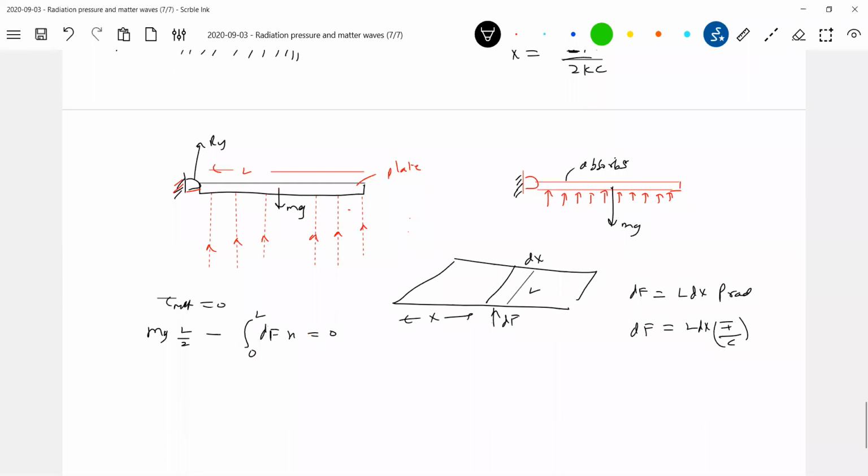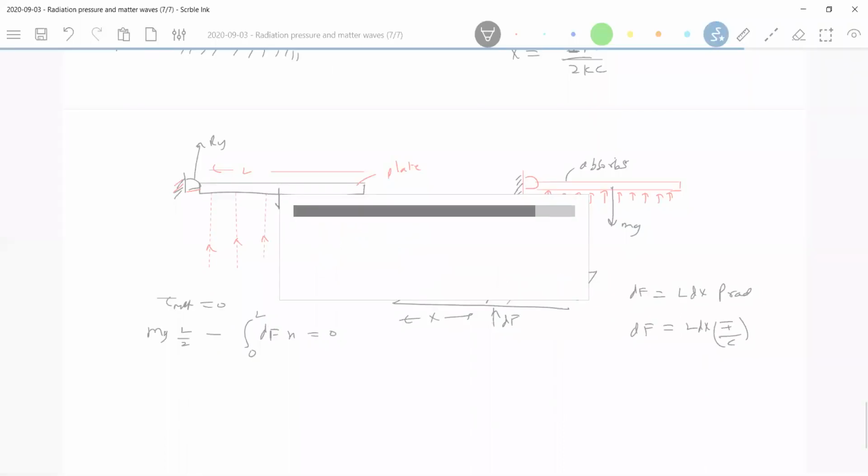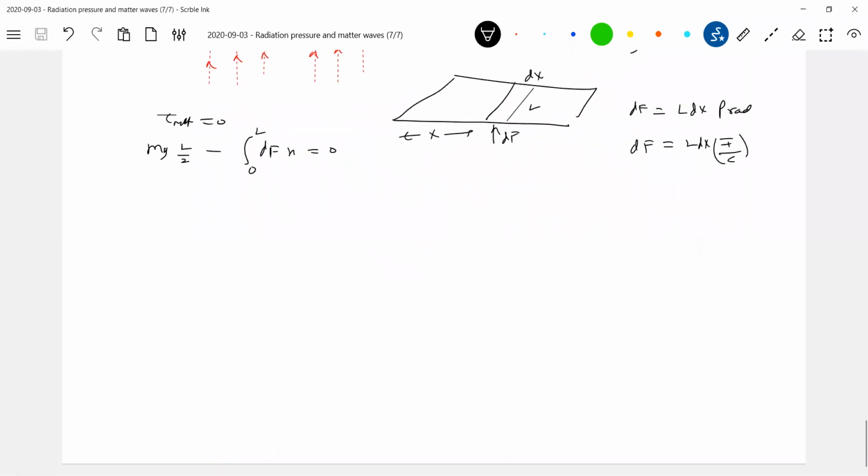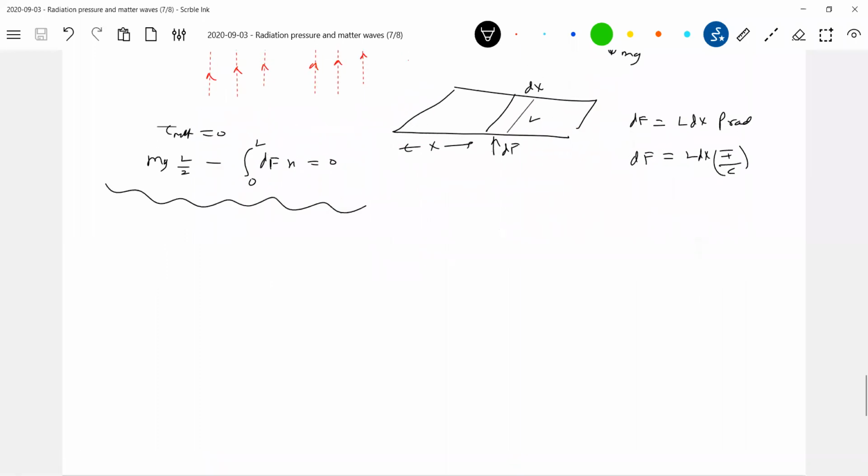So this is about the radiation pressure. Let me introduce matter waves so that it will be easy for you. Tomorrow we'll discuss application problems on this. I'll start the matter waves. Or better, we'll call this de Broglie.